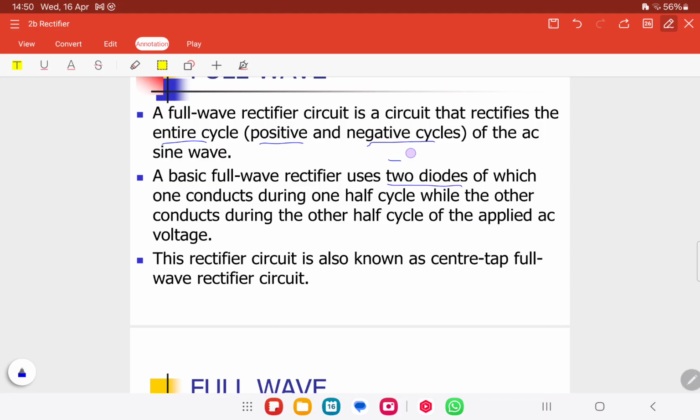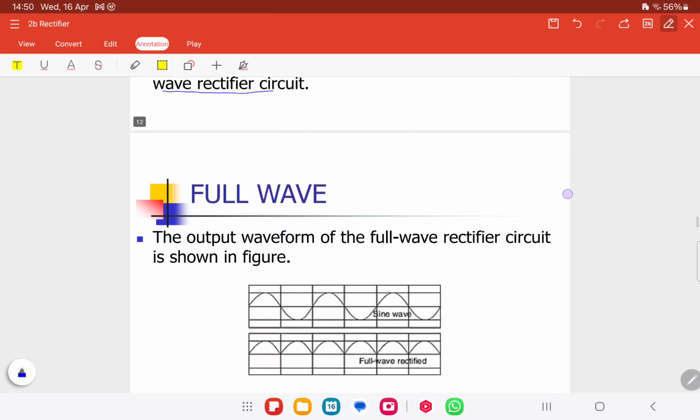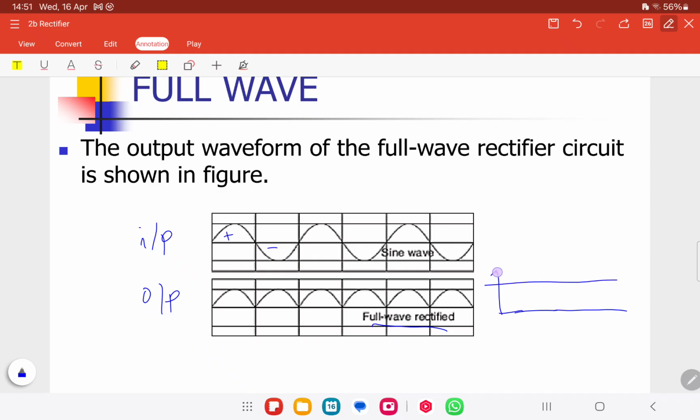Minus VD je. For full wave, use 2 diode. When we use 2 diode, mesti minus 2 VD lah. Tengok dekat dalam the circuit. Kalau lalu 2 diodes, meaning that minus 2 VD. Okay. Or also sometimes called as the center tap full wave rectifier circuit. Okay, this is for the output. This is input and this is output for full wave. Maksudnya for both positive and negative cycle akan dapat yang belah atas je semua. And nanti we are targeting to get the straight line. Okay, of the DC signal.